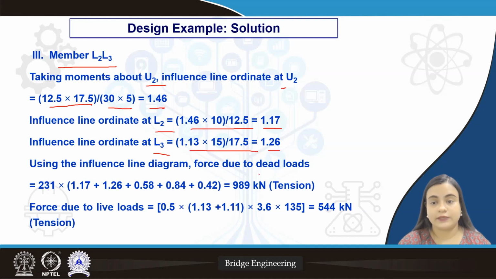Using the influence line diagram, force due to dead loads will be equal to 231 times 1.17 plus 1.26 plus 0.58 plus 0.84 plus 0.42, that is equal to 989 kilonewton in tension. Force due to live load will be obtained as 0.5 times 1.13 plus 1.11 times 3.6 times 135, that is equal to 544 kilonewton in tension.